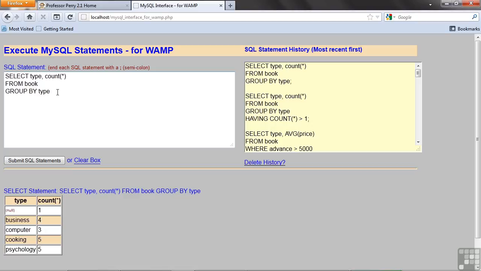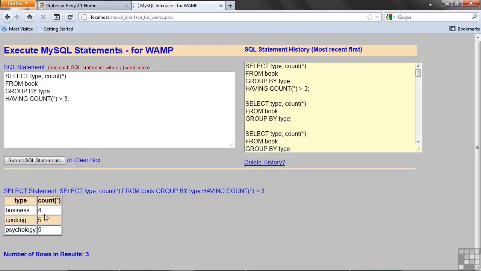Say I want to eliminate even more. Say having greater than 3. I want to make sure there's at least 3 books. I'll change it to 3, run it, and now my group count summary information is greater than 3. So here it is. I'm asking a question about the aggregate. That's what having is best used for.